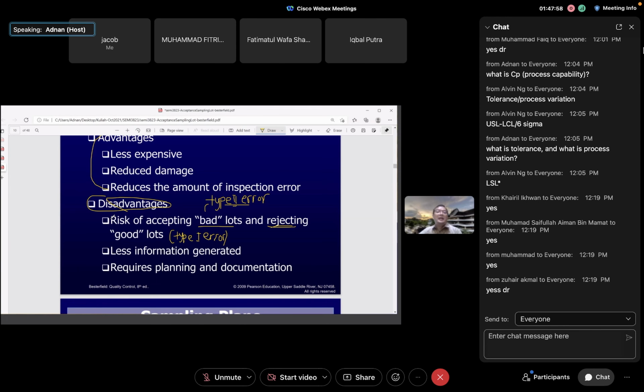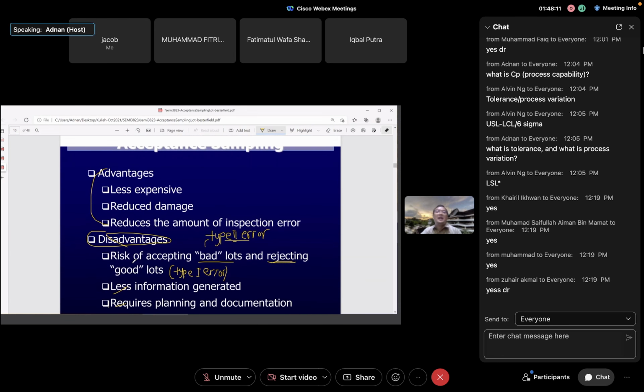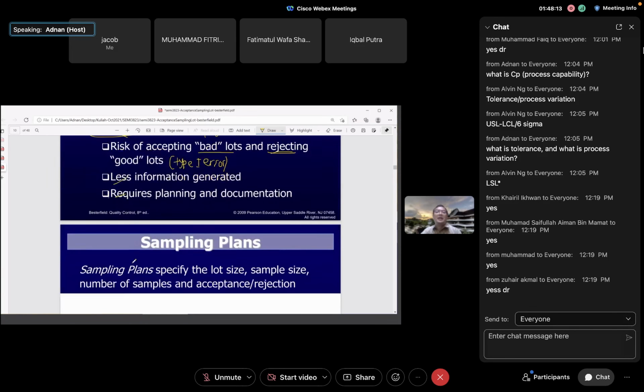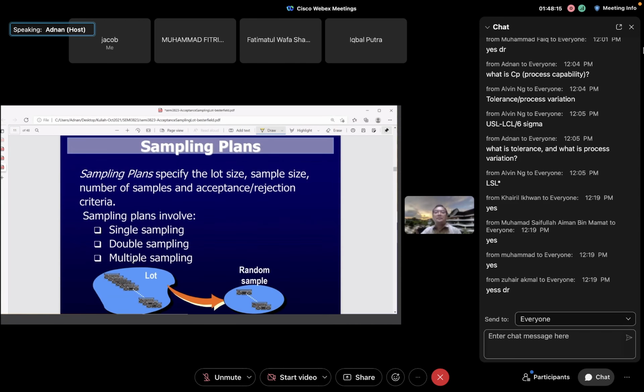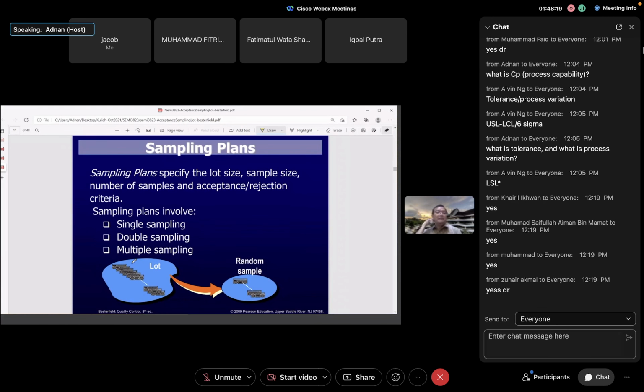Then, less information is generated and it requires planning and documentation. So these are the disadvantages and advantages of acceptance sampling. Now, sampling plans. We have single sampling, double sampling, and multiple sampling.